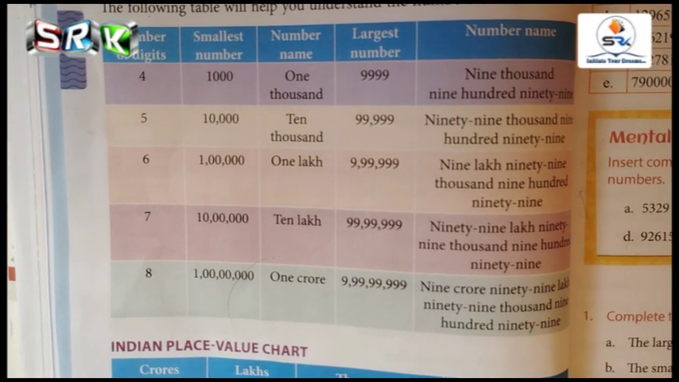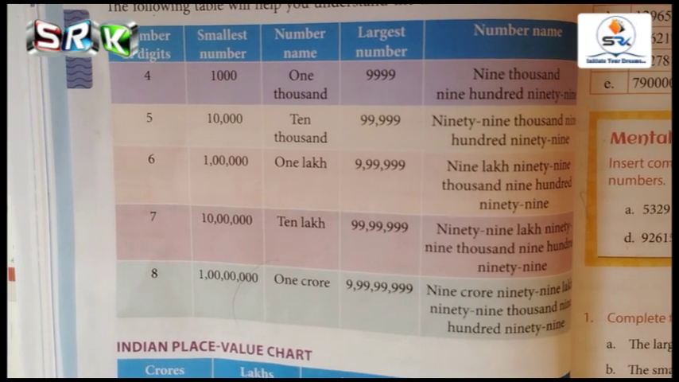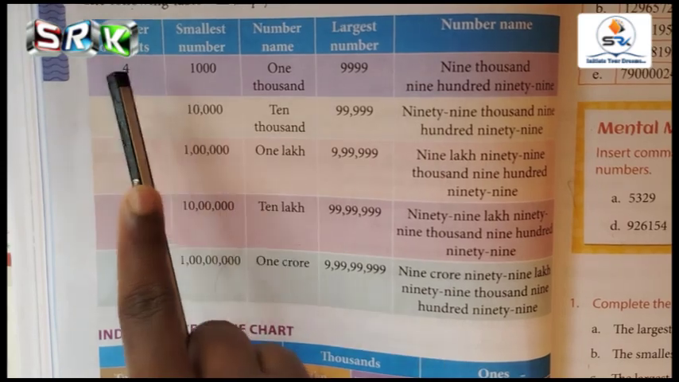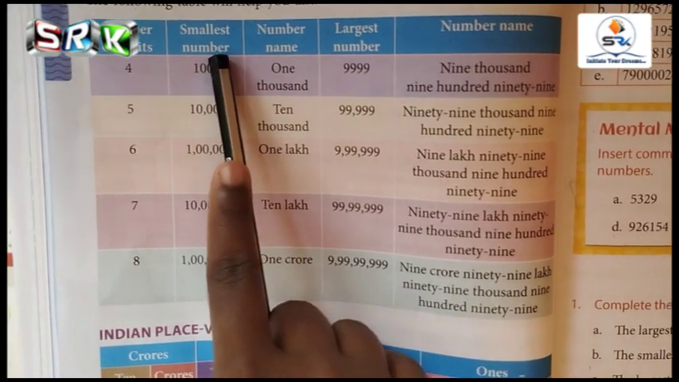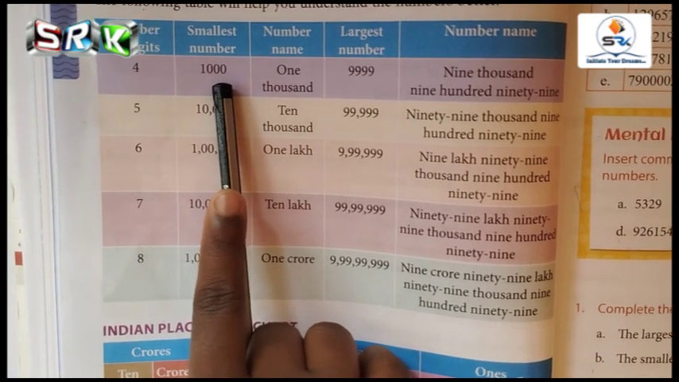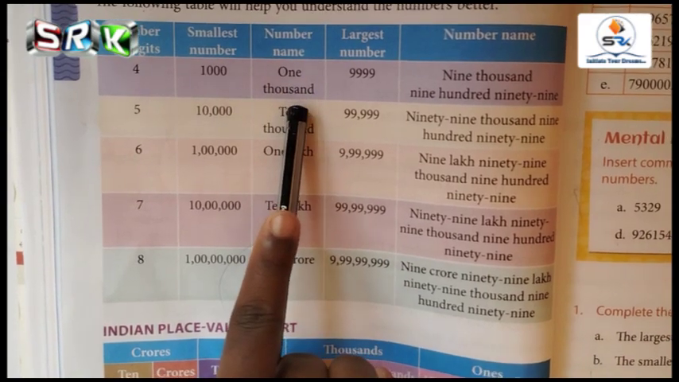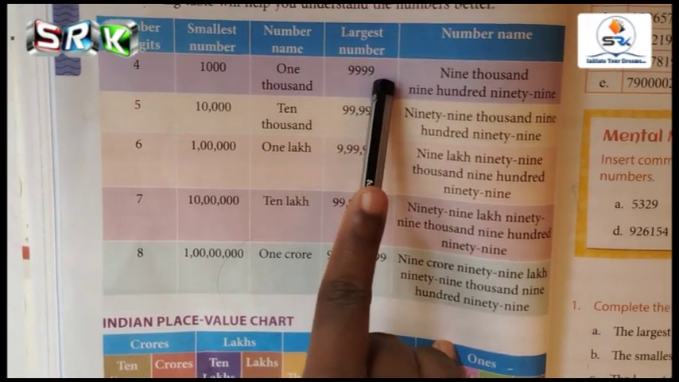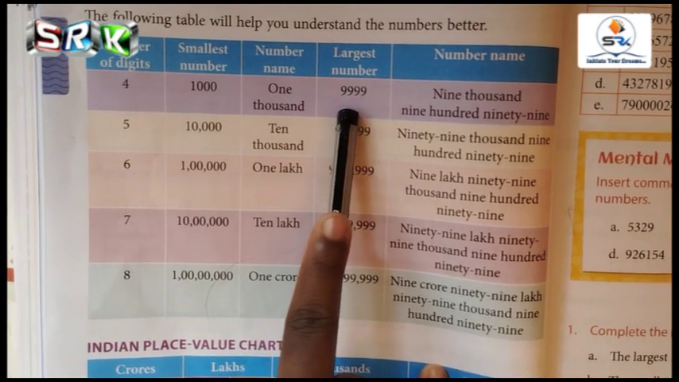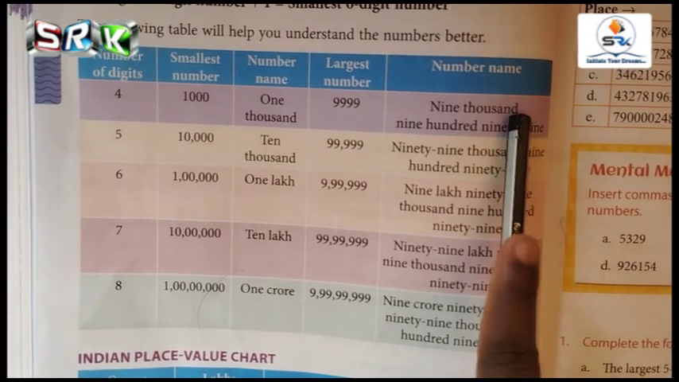So students, in the previous year you studied 3-digit numbers. Now you can see 4-digit numbers. The number of digits is 4. Listen carefully. Next is the smallest number. The 4-digit smallest number starts from 1000. So how can you read this number? 1000. Next, the largest number. The 4-digit largest number is 9999. How can you write the number names?